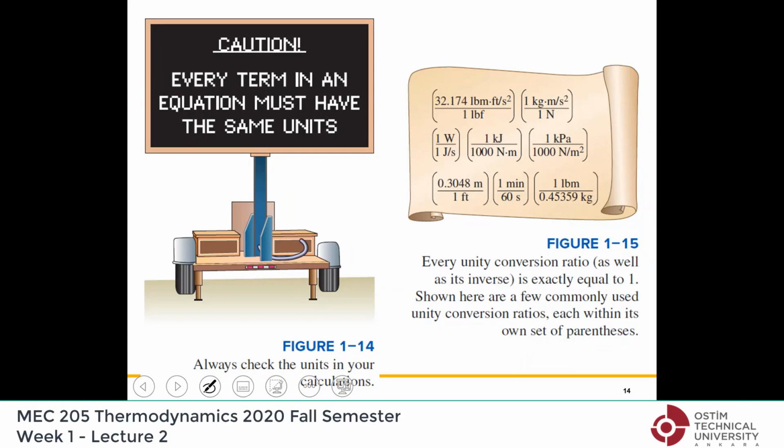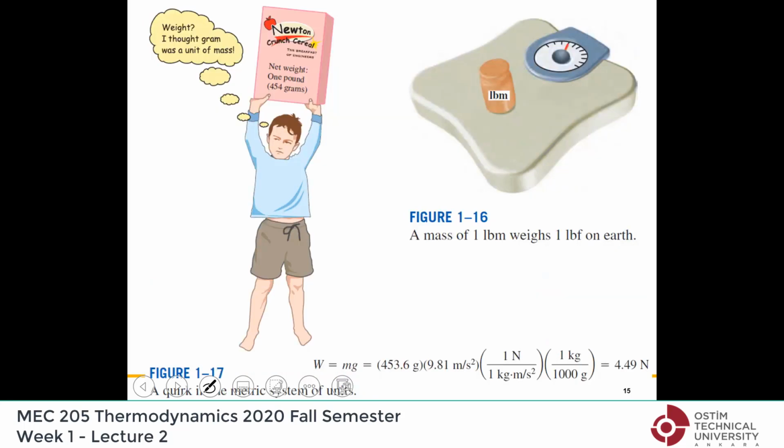And in calculations, you can always use unit conversion ratios. For example, 1 minute over 60 seconds. It is the same thing, right? 1 watt is 1 joule per second. So they are the same thing. 1 Newton is 1 kilogram meter per second square, etc. When you do unit cancellation, sometimes using these unit conversion ratios may be very helpful.